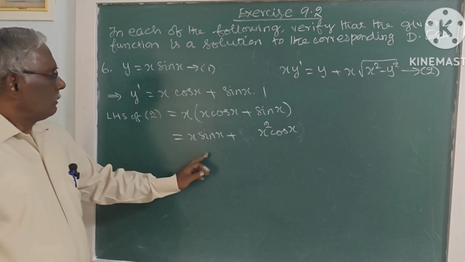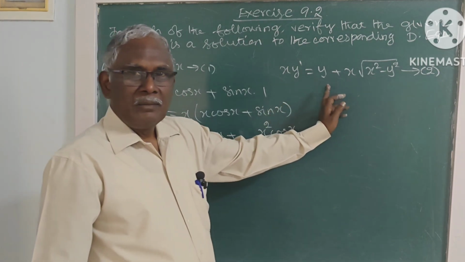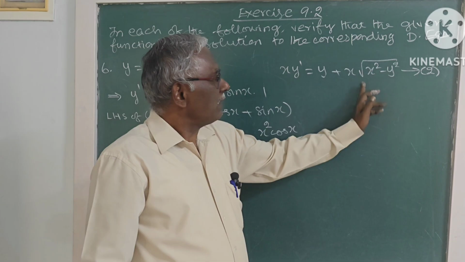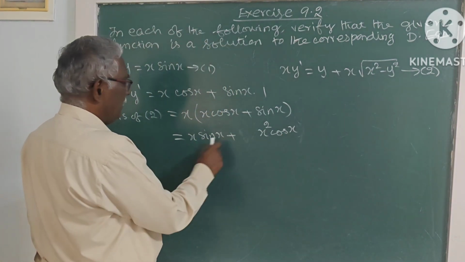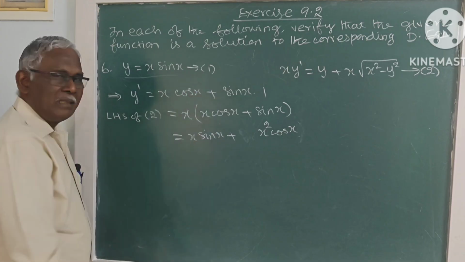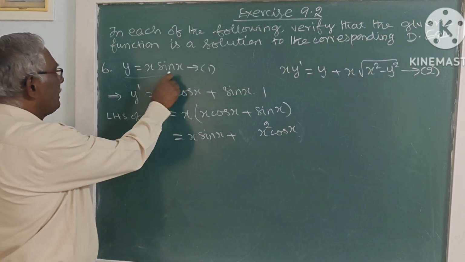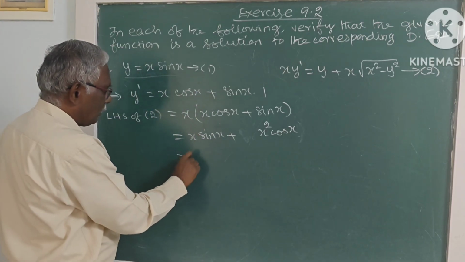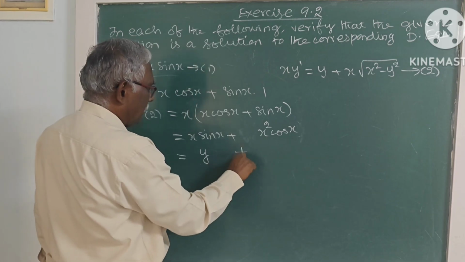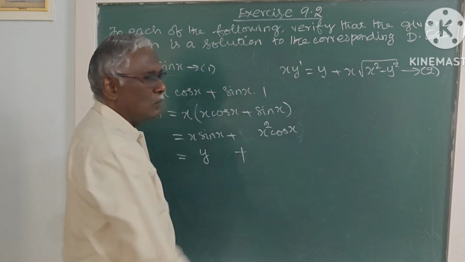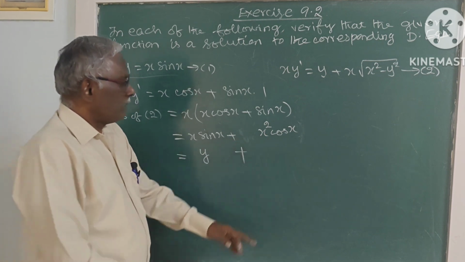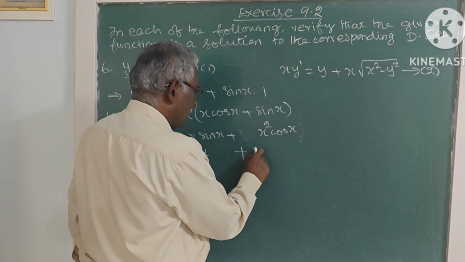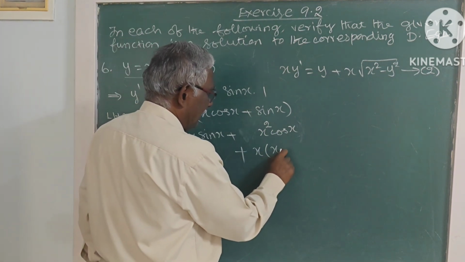If you see the right hand side of the equation 2, y is there plus x. So we have to see how to get y. x sin x is nothing but y. So we'll substitute y for x sin x, plus x. In the x square sin x, x square cos x, you take x outside. Then we get x into x cos x.